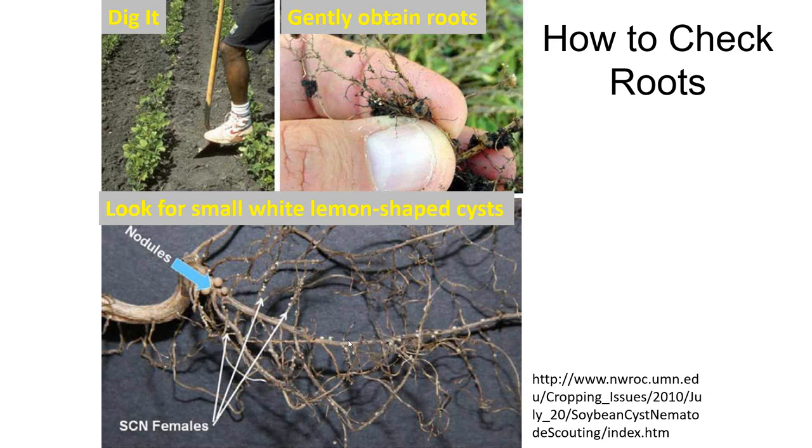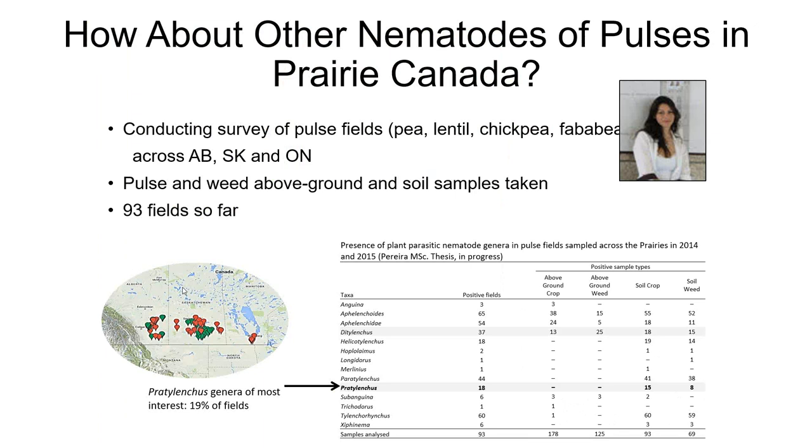So if you're in a clay soil like we have in the valley, you may want to soak the roots first so that the clay can disperse off the root and then look at it. If you rip the plants out of the soil, it might just strip the female cysts right off the roots because the soil is so hard, okay? But I do urge you to do that, okay?